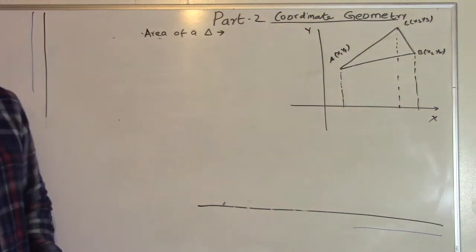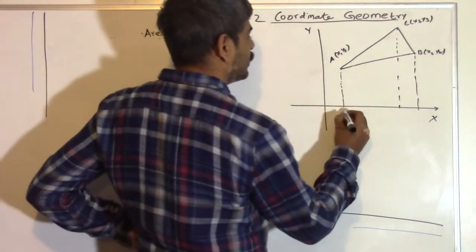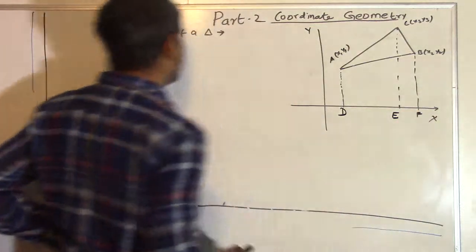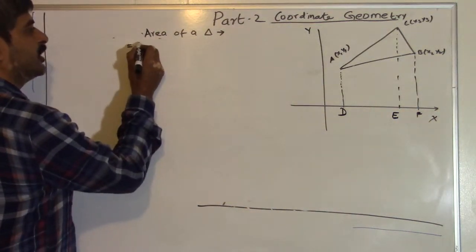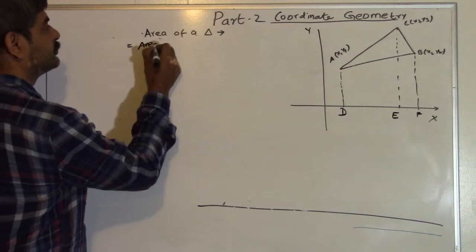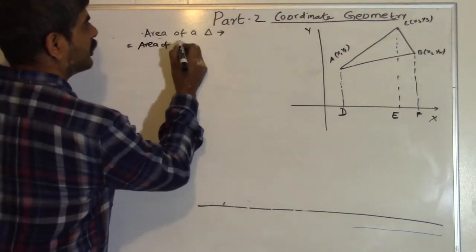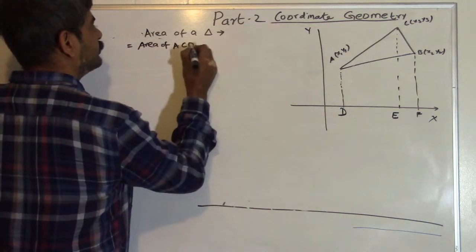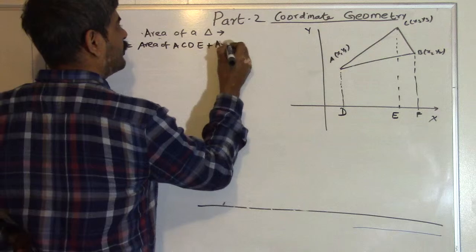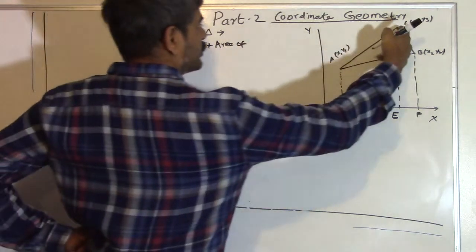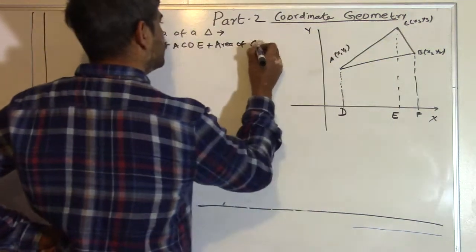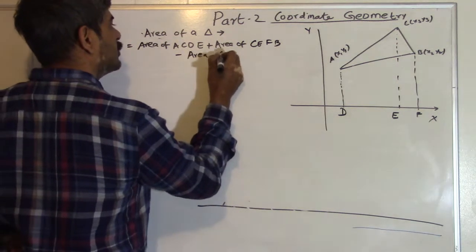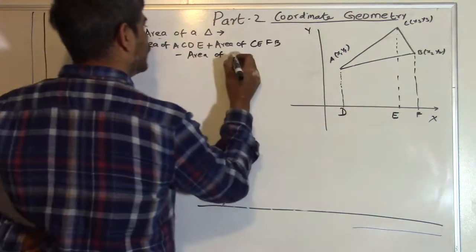So I can write, if I call it D, E, F, the area of this triangle will be equal to the area of ACED, plus the area of CEFB, minus the area of ABFD.